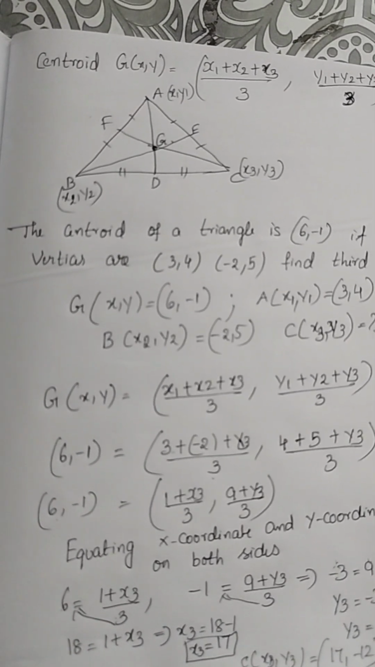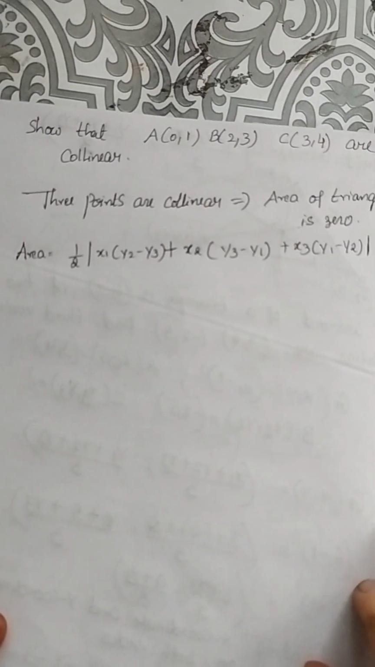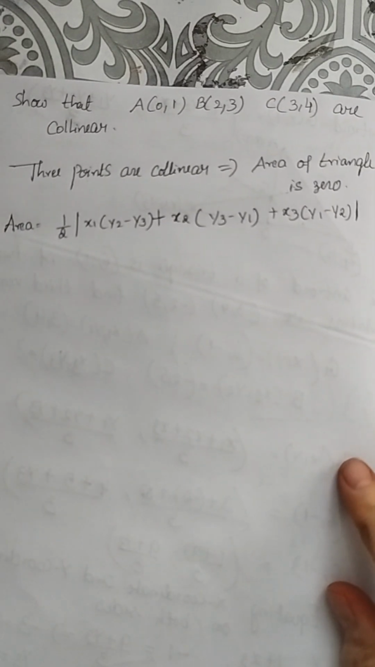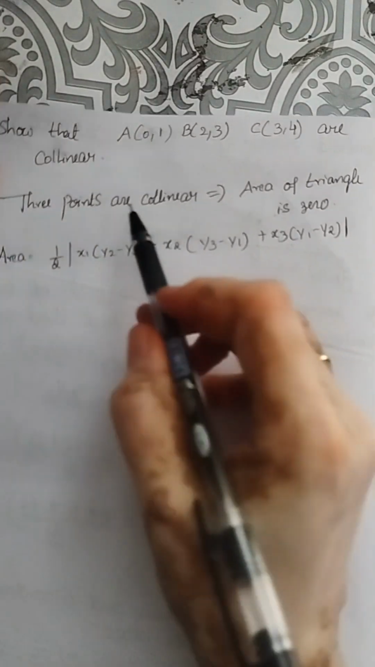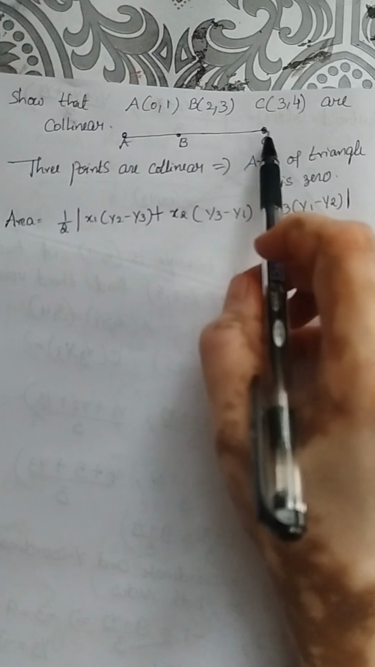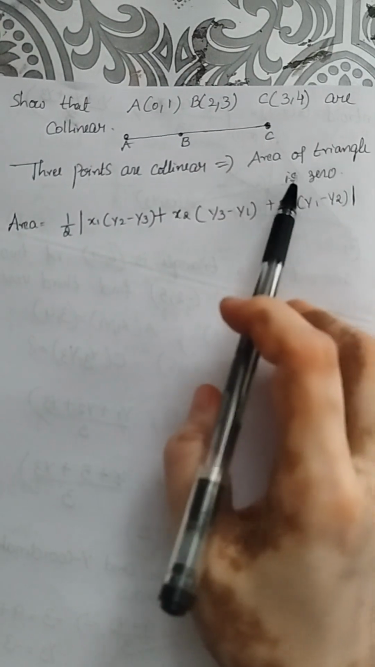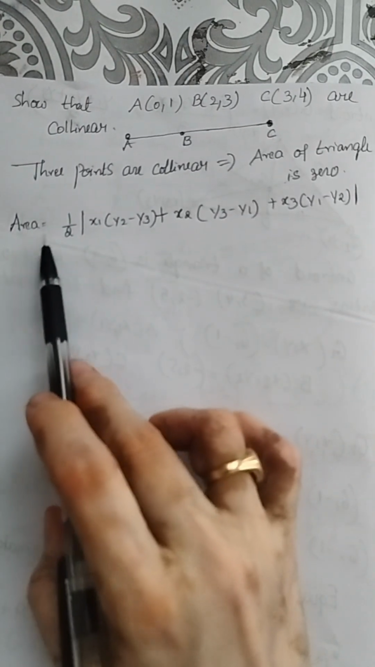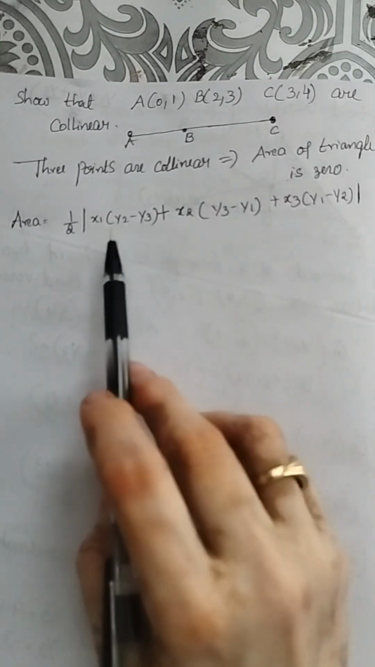Next question is: show that the given points are collinear. So I am showing this by using the area of the triangle formula. If 3 points are collinear, it means the 3 points lie on the same line. So if you observe these 3 points A, B, C, they are collinear, which implies the area of the triangle is 0. The area of the triangle can be found by using this formula.